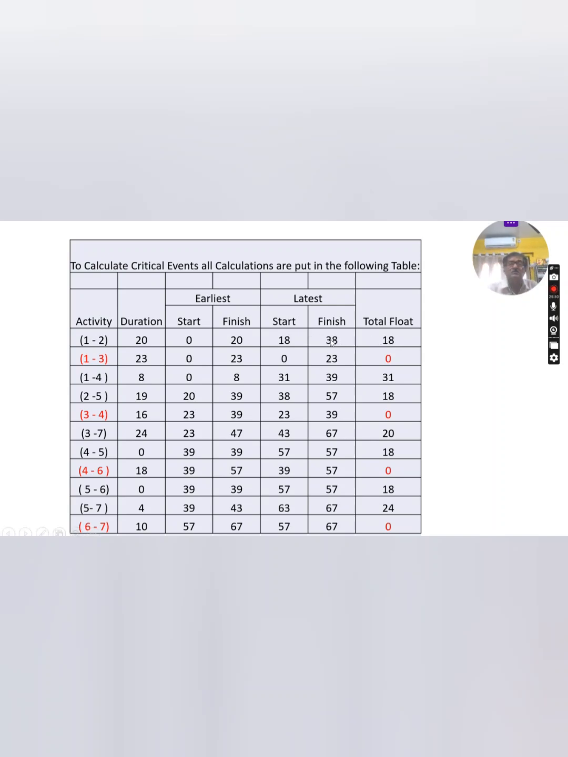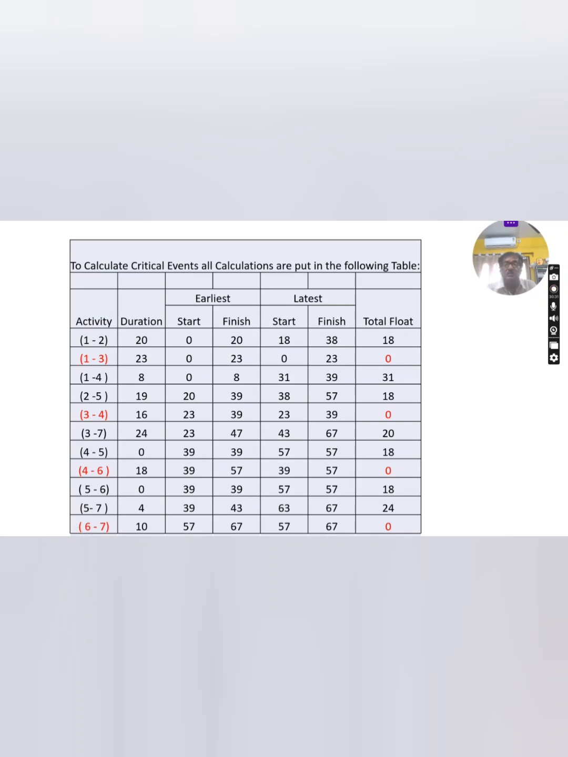So 38 minus 0 earliest start time minus 20 gives 18. For this case, the latest finish time is 23 minus the earliest start time 0 minus 23, so it is 0. I am going through it quickly just to save time. You can check, and if you have any doubt, please mention it in the comment box and I will definitely reply at the earliest possible. This is the latest finish time 57 minus the earliest start time 39.